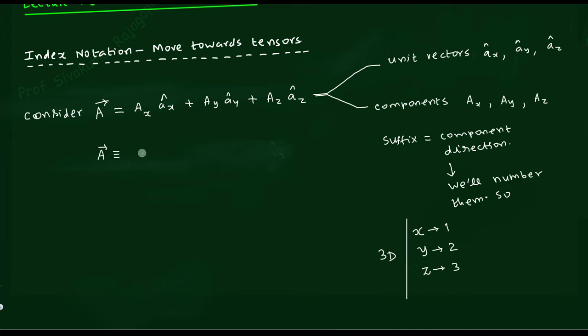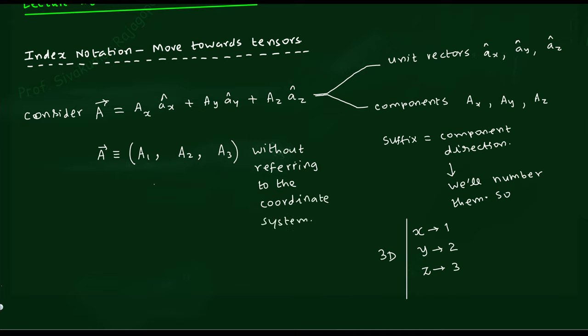It becomes simply A1, A2, A3. That's all about it, which means that the unit vectors are deleted from the situation. That's why I'm writing here without referring to the coordinate system. This is an interesting and important point in the index notation. The index notation is a notation in which you don't bring in the coordinate system.